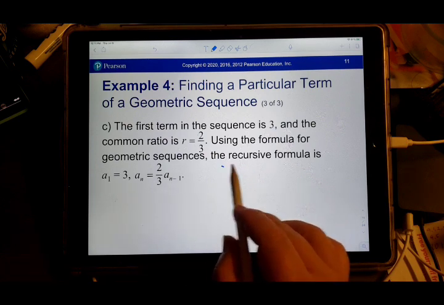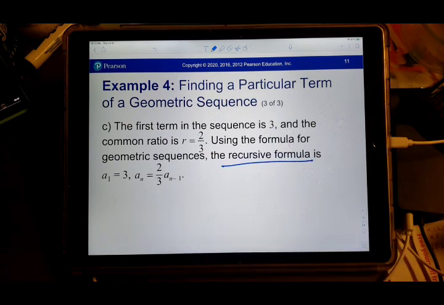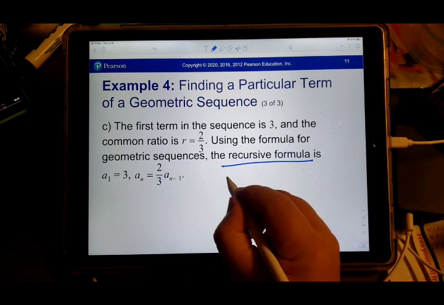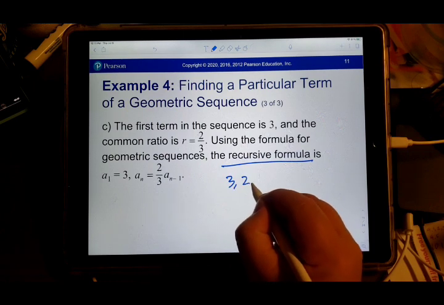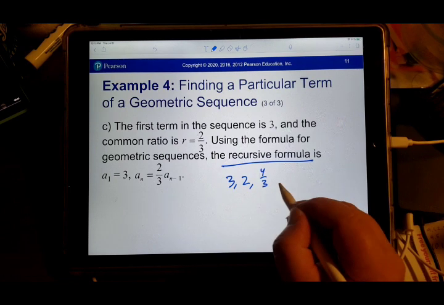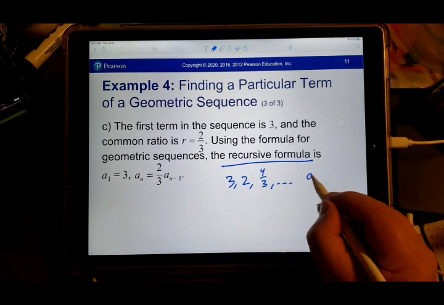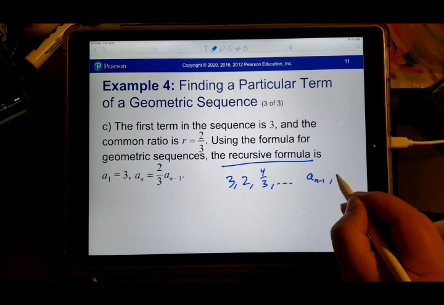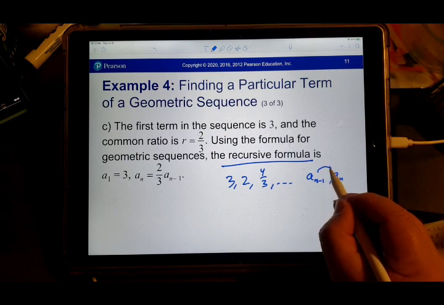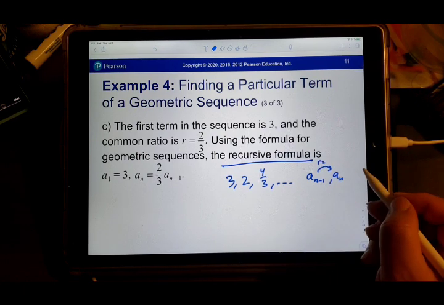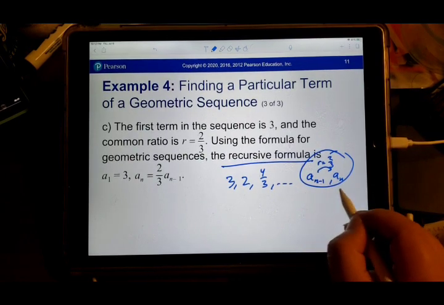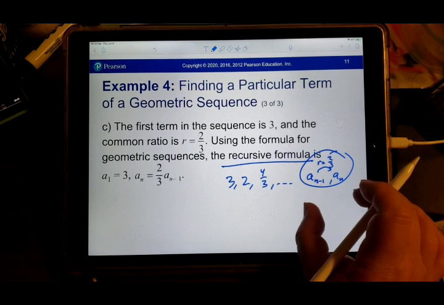All right, so recursive formula. Recursive formula is probably the most intuitive thing we could do here. Let's start the list again. Remember, it was 3, 2, and then, I already forgot, 4 over 3. So if I have two terms here, a sub n minus 1 and a sub n, how do I find a sub n? That's right, I multiply by r, which is 2/3. Just kind of picture it in the stream of this list.